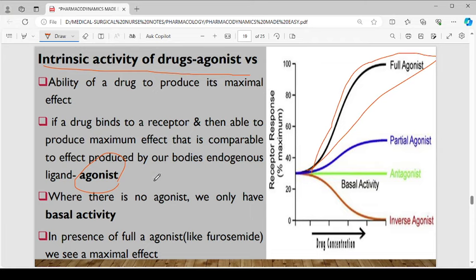But what happens if there is no agonist, no drug, okay? We say that's now the basal effect, okay? Where there is no agonist, we only have the natural pigments available. That will be the basal activity. But immediately you get in another agent, that now will be an agonist, okay? So in the presence of a full agonist like furosemide, we could see maximal effect for this one, okay? So you can appreciate the full agonist, and then now we have this one that will cause minimal effect, that is the partial agonist, before we look at the other ones, all right?